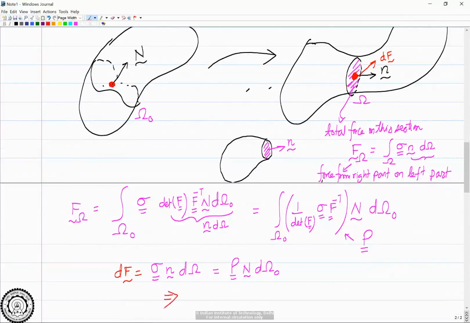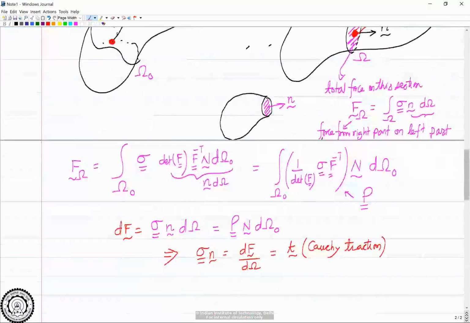So from here you see sigma n is equal to dF by d omega, which is also called small t, the Cauchy traction. And as per the definition, this is force per unit deformed area. So this is whatever force is acting per unit deformed area.